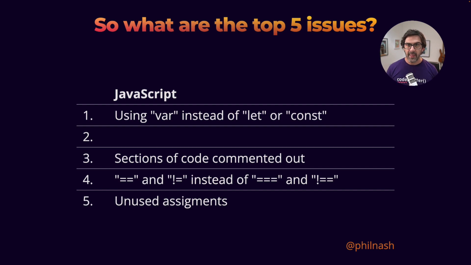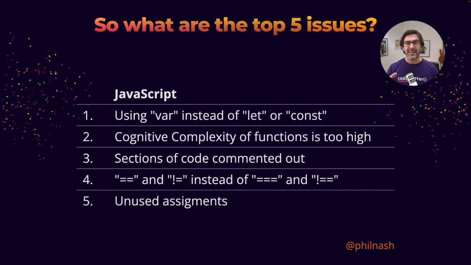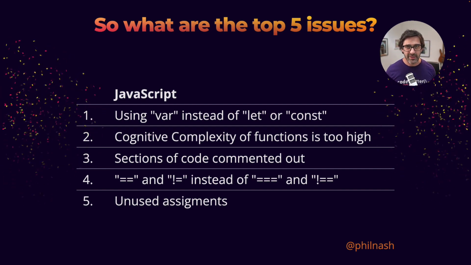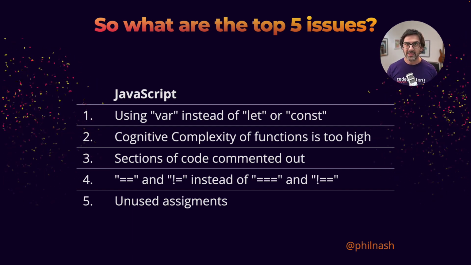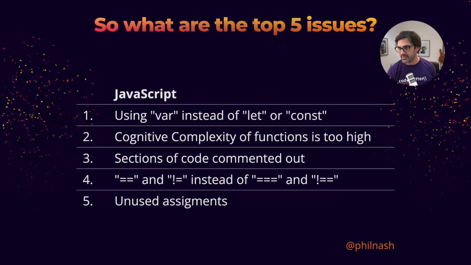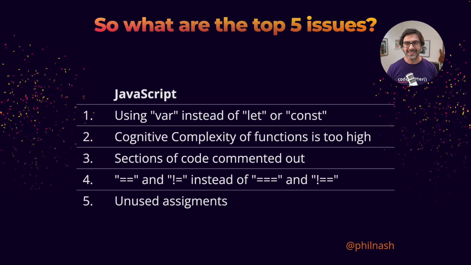But in at number 2 is my absolute favorite because I think it is a problem for the JavaScript community. And that is that the cognitive complexity of functions is too high. And I threw extra confetti onto this one as well because I thought that was important. The cognitive complexity of functions is too high.